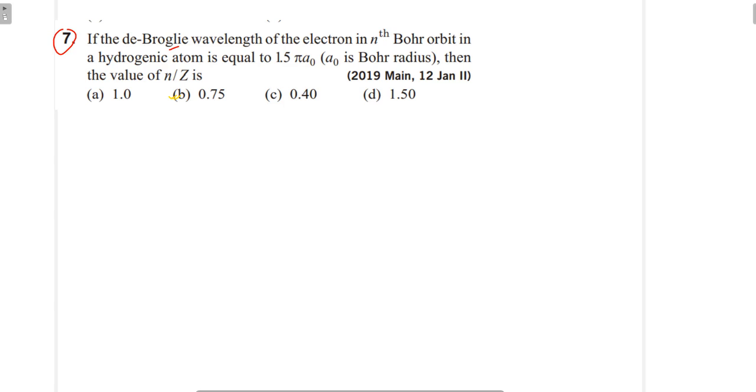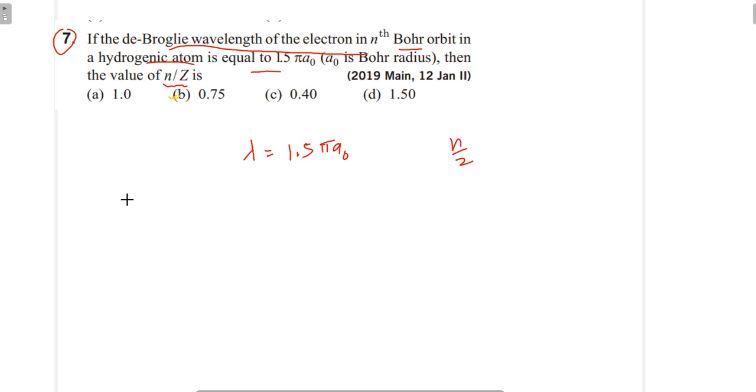Next, if the de Broglie wavelength of the electron in the nth orbit in a hydrogenic atom is equal to 1.5 pi A0, where A0 is the Bohr radius, then the value of n by z is what? The de Broglie wavelength lambda is given as 1.5 pi A0, and it is asking for n by z. So first of all you have to bring the relationship between these two.